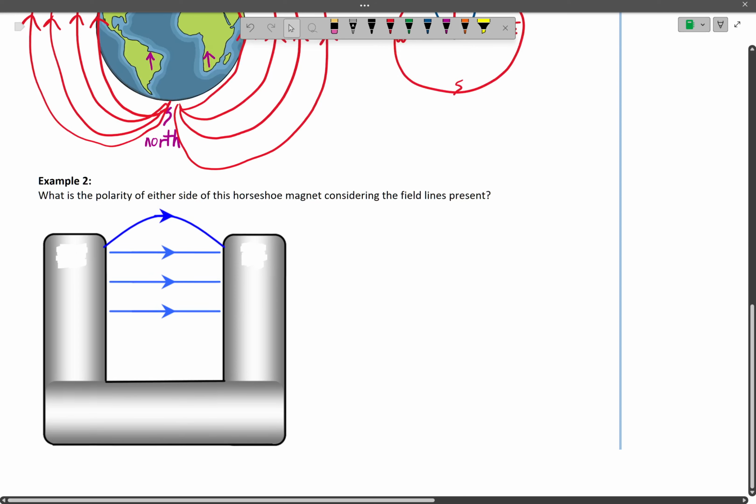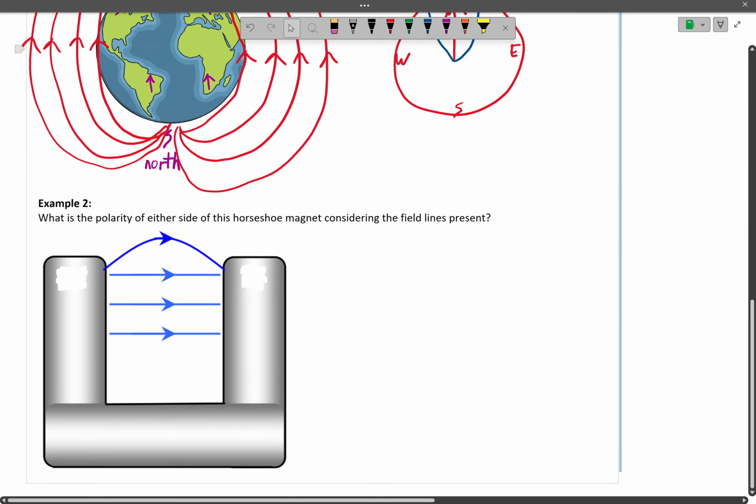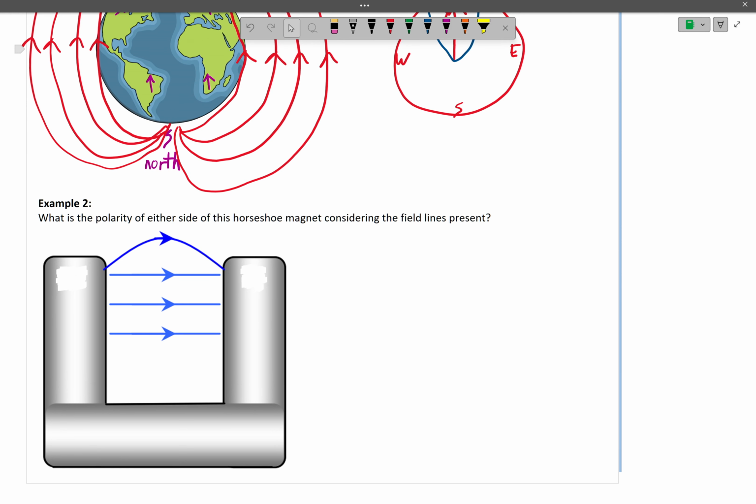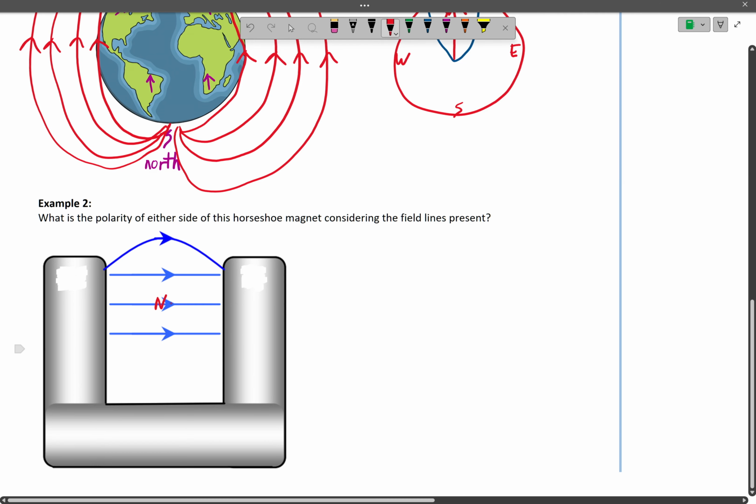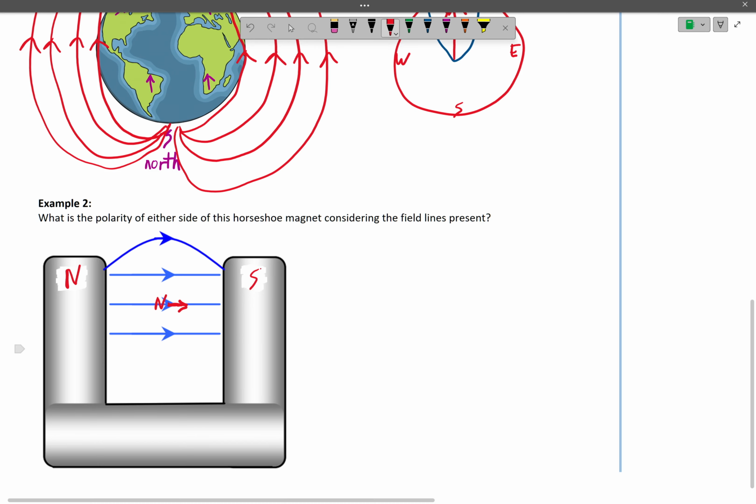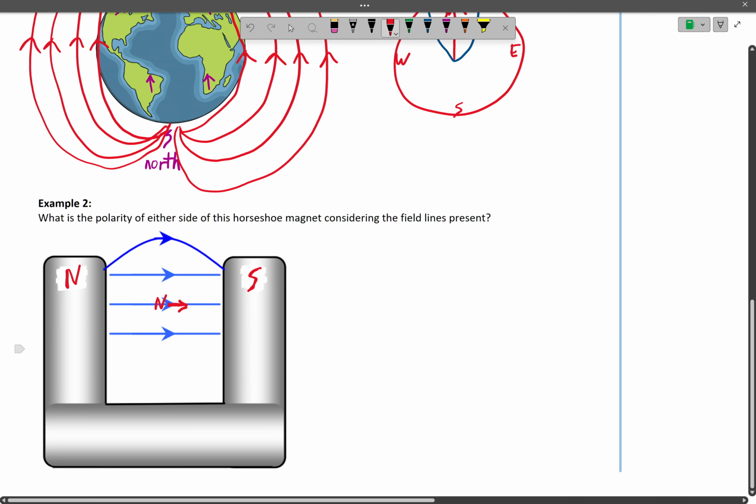All right, that's interesting. Let's take a look at some field lines here and see if we can figure out the North and South Pole of the horseshoe magnet now. So we already know the field lines on this question. If a north pole was in this field, it would get attracted this way. Well, that means this has to be south, which means it's being repelled from the north side. So it's north and south from left to right.